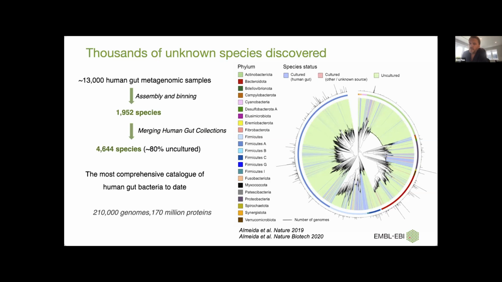And what we also find is that the cultured genomes happen to occur in very specific areas along this phylogenetic tree, showing that what we do know from culturing is somewhat biased. This catalogue is very comprehensive, and underneath those near 5,000 species are over 210,000 genomes corresponding to 170 million non-redundant proteins. Now, if you want to put that in context, that's essentially the size of UniProt for proteins and the size of GenBank for genomes.